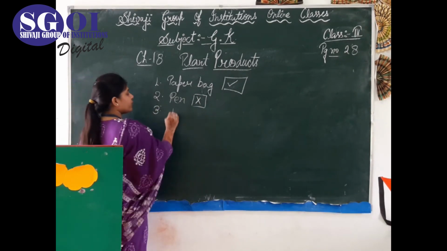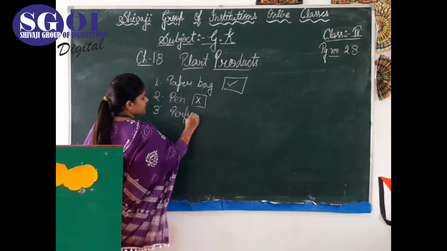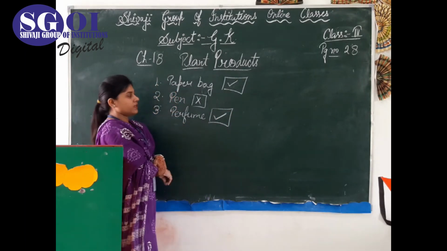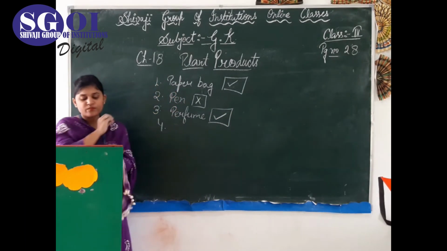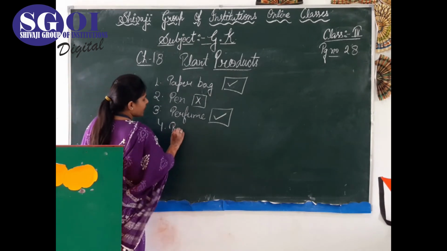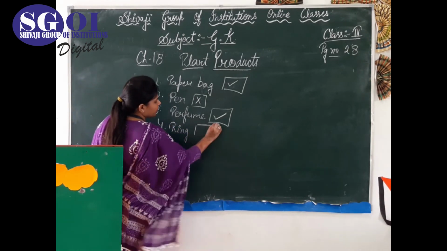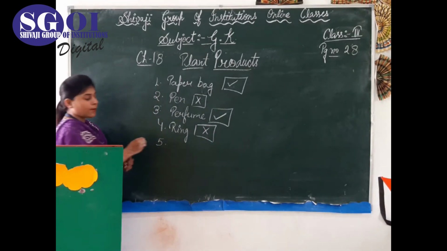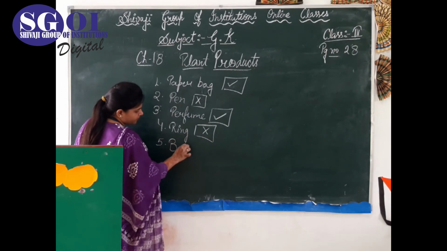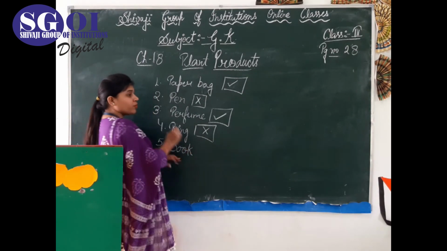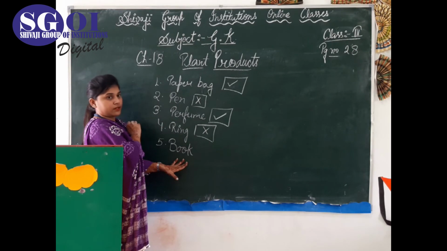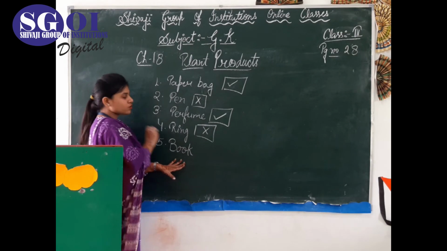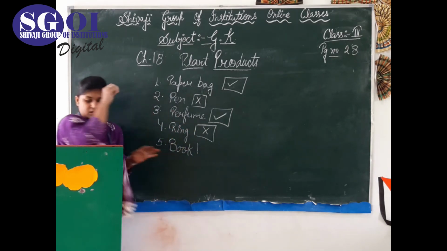Third is perfume. Yes, this is made by plant. So tick here. Now fourth, ring. Ring is made by plant? Can be made? No. So cross here. Fifth is books or paper. Books are made by paper. We get paper from plants. So you can tick here.